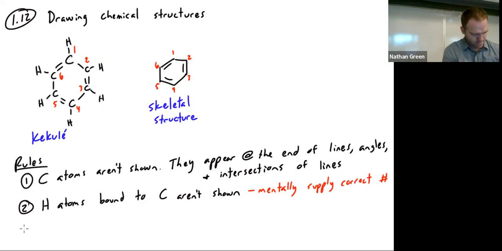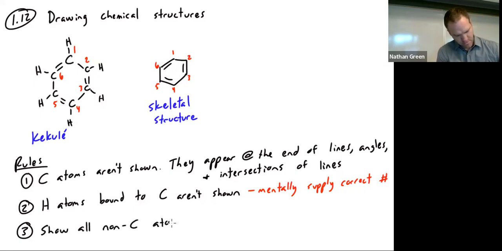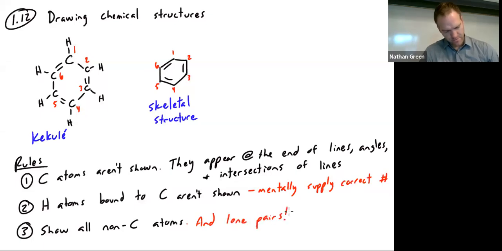Rule 3. Show all non-carbon atoms. And while you're learning the ropes here, draw all your lone pairs. There's a bunch of other little rules to this, but we'll start with these as we're starting to learn how to draw skeletal structures.